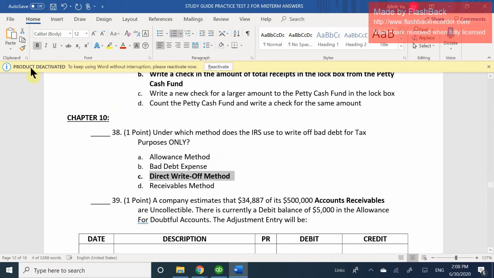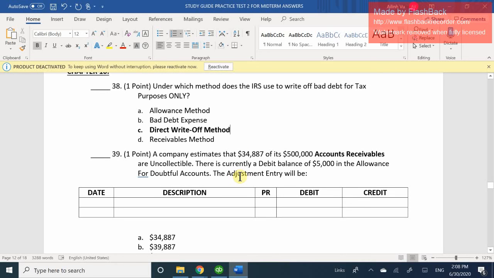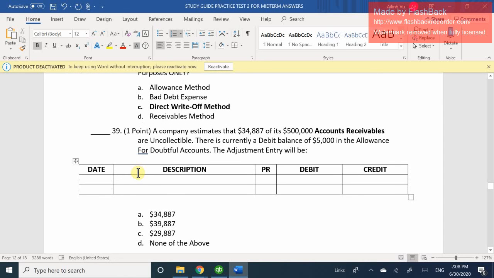This question could be asked many ways. What if I said, which one does the IRS not use? Or I could say, which ones do accountants use? Okay, and it'd be the allowance method. Good. All right, next question.